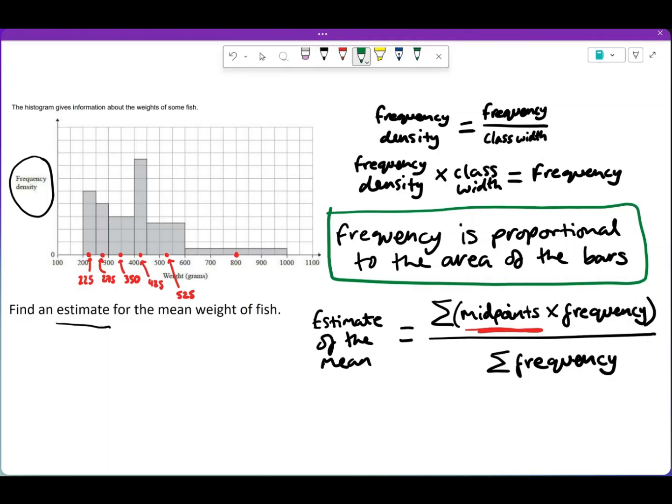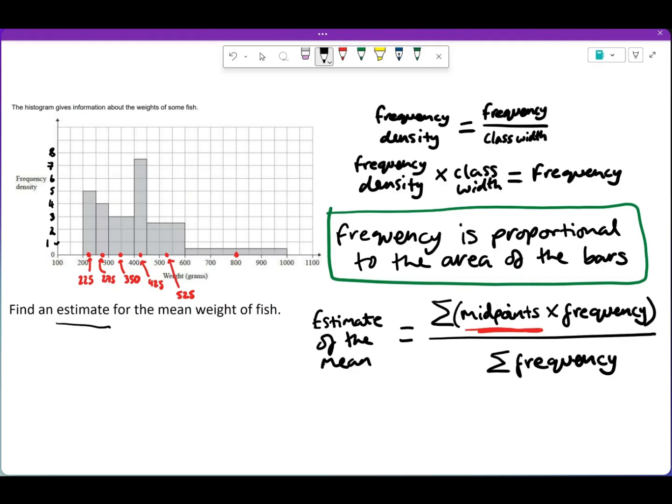So to do this, we're going to have to set our own frequency density scale. So what I'm going to do is go to my frequency density axis, and we're going to assume every single box is worth 1. So that's 1, that's 2, that's 3, that's 4, that's 5, 6, 7, 8. And I shouldn't have to go any further than that.